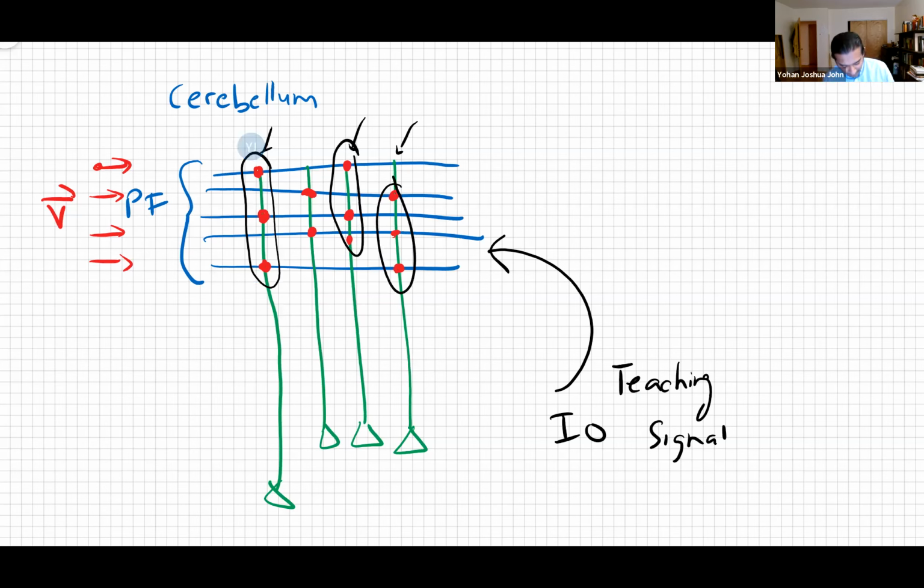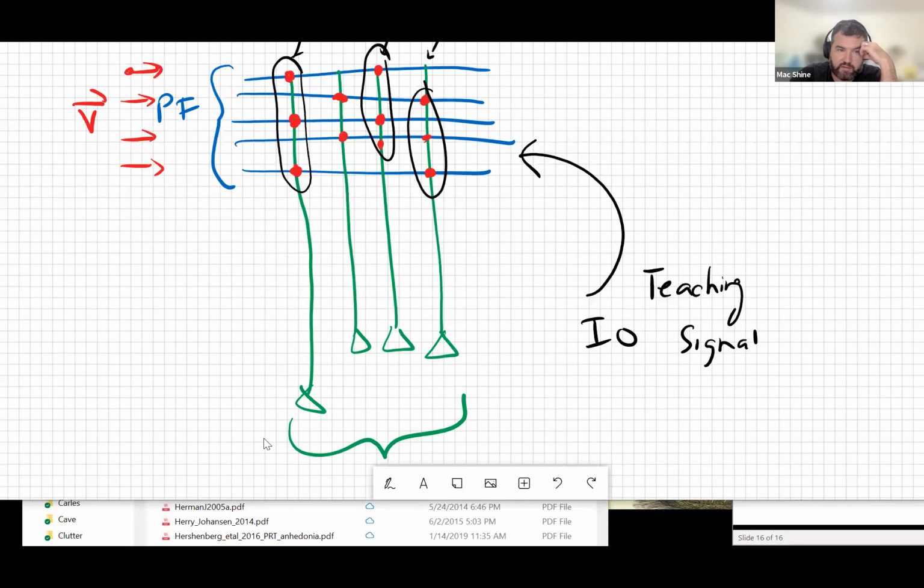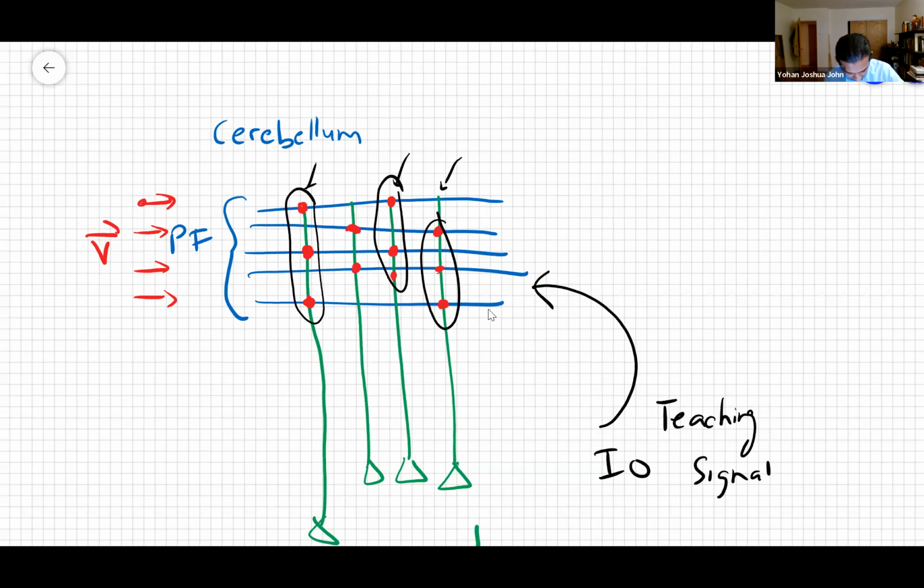But like I was saying, the fact that there's a sort of fan in makes this a little complicated. I don't quite know what it would mean to learn a pattern like that. You mean the fan in from the granule cells? From the Purkinje cells, the output, there's a fan in. Oh, you mean down to the deep cerebellar nuclei?